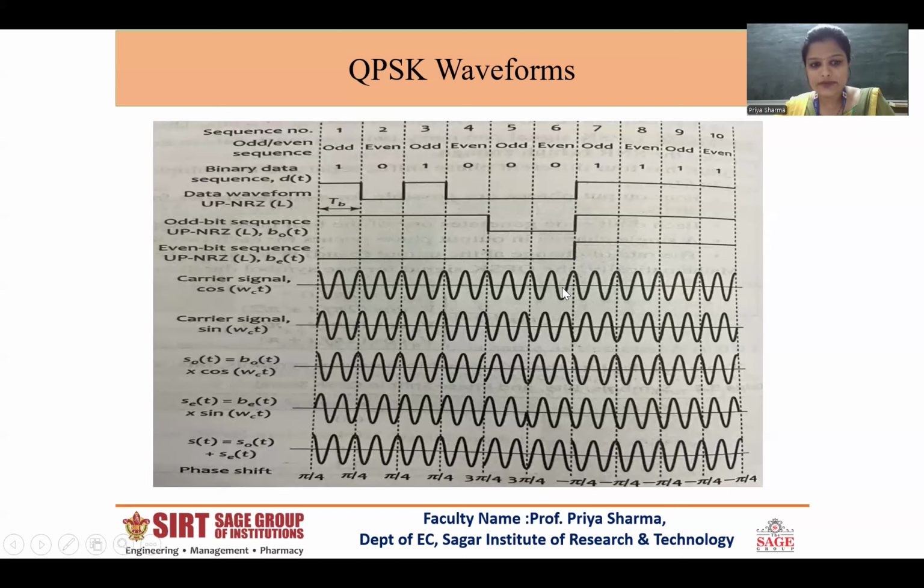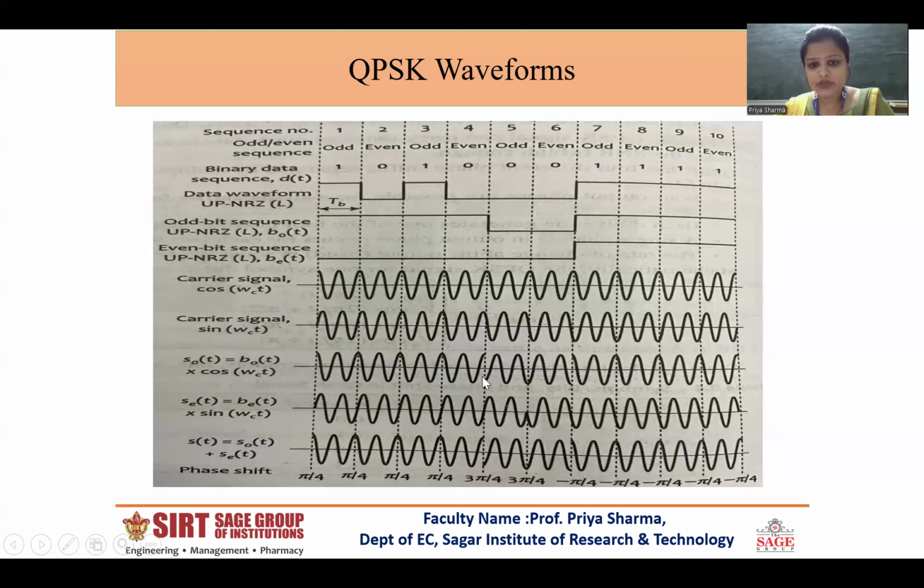This is the carrier signal we have given. This is the cos signal, this is the sine signal. These two signals we will give to the even and the odd signals. So the odd signal is multiplied by the cos carrier signal. So the odd signal is this. We multiply this with the cos signal. So it will follow the carrier signal till this position.